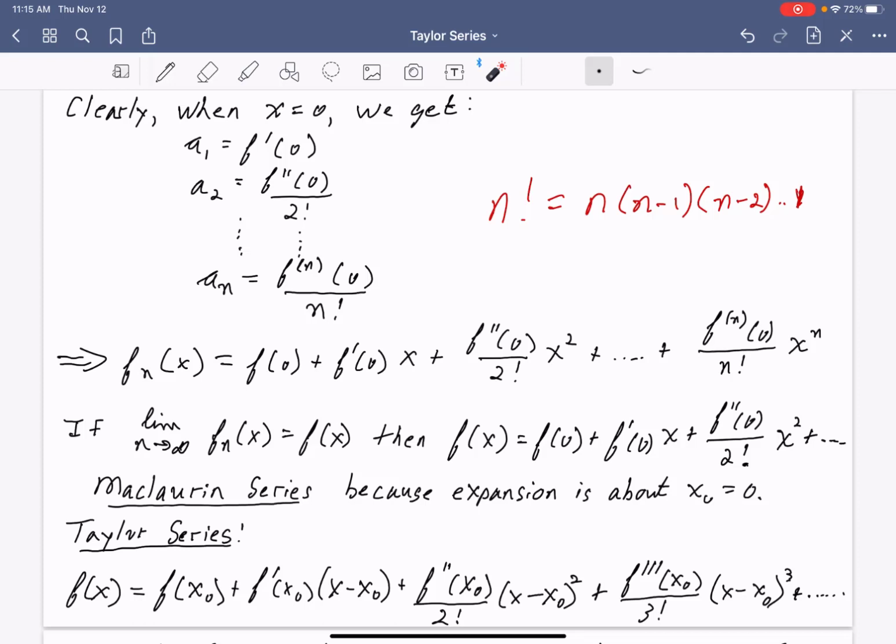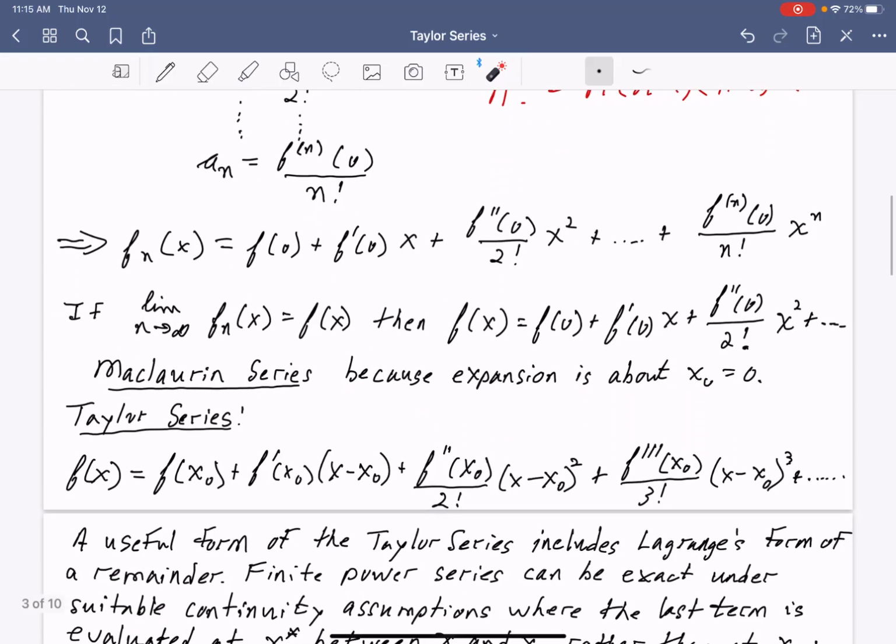So f(0), plus f prime evaluated at 0 multiplied by x, plus the second derivative evaluated at 0 divided by 2 factorial times x squared, and continued infinitely. And we call that a Maclaurin series because the expansion is about x_0 equals 0.